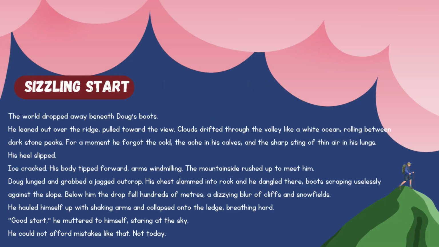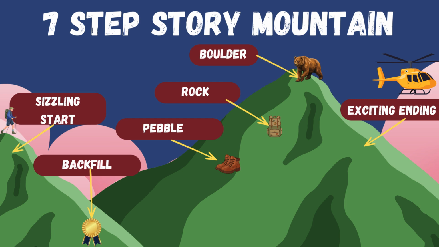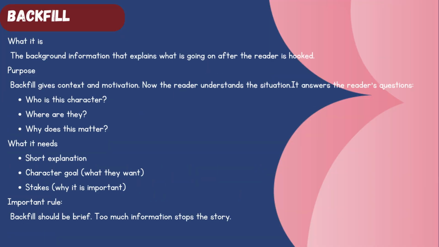If we jump back quickly and have a look at my 7-step story mountain, we can see that Doug in our sizzling start is on that mountain and he's having a little bit of trouble where he's windmilling and maybe will fall. See our backfill, it's kind of that dip in the mountain. It's a little bit boring, but it's going to help us boost ourselves to go up that second mountain. We need to know the who, what, when, where, and why.